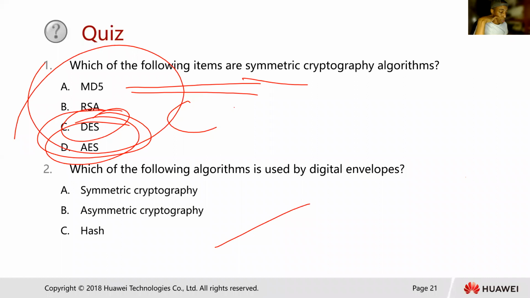Then we also have the second question, which of the following algorithms is used by digital envelopes? Is it symmetric? Is it asymmetric? Is it hash? Or is it all of them? Or is it some two of them? You can see most of you are saying A, asymmetric. I can see Jerry is a bit different, and also Joe. You can see Cybops, you're also saying two.